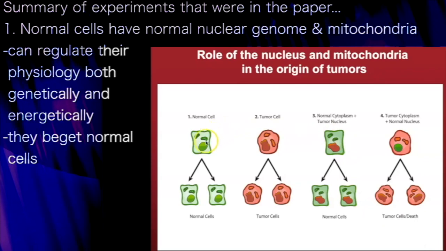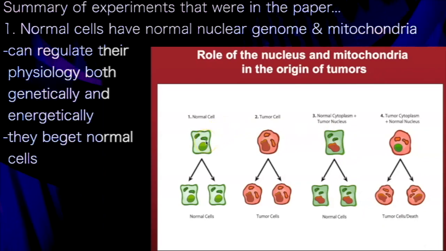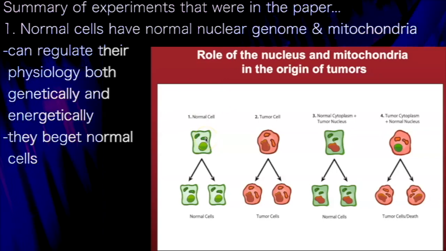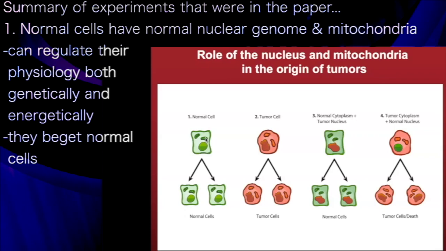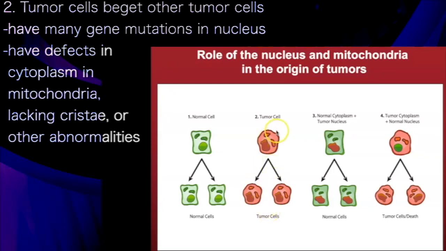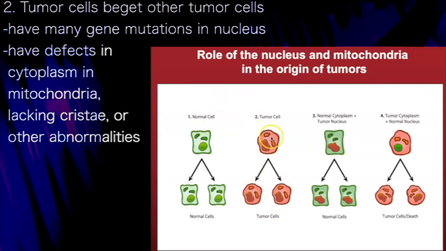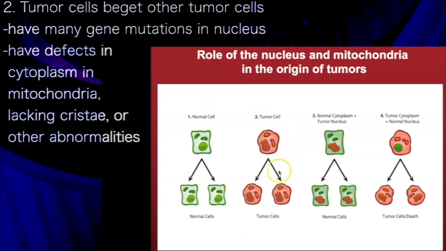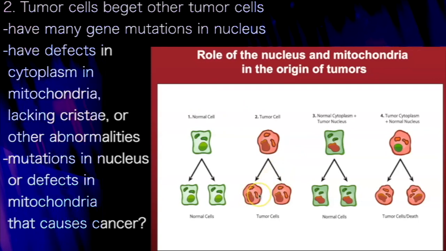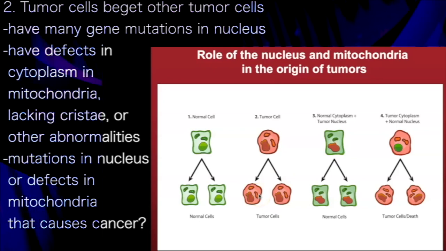So what we have here are normal cells, and these normal cells contain a normal integrated nuclear genome, and they also have normal mitochondria in the cytoplasm so that they can regulate their physiology quite normally, both energetically and genetically. And they beget normal cells. Now, the red cells are tumor cells, and tumor cells beget other tumor cells. Tumor cells have many gene mutations in the nucleus, but they also have defects in the cytoplasm, in the mitochondria, lacking cristae or having other abnormalities. Now, is it the mutations in the nucleus that causes cancer, or is it the defects in the mitochondria of the cytoplasm that causes the cancer?